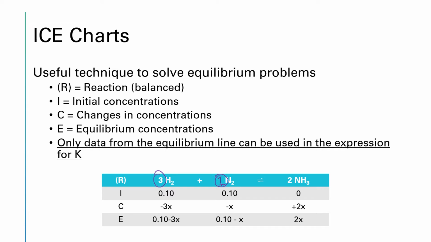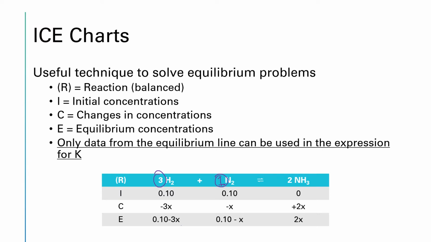So as we lose reactants, we need to keep that 3-to-1 ratio, minus 3x for hydrogen and minus x for nitrogen. We're using x because we don't really know yet how much stuff we're going to lose to reach equilibrium. And so then finally, to write up our equilibrium line, we're going to take our initial line, which for hydrogen is 0.1, and add to it our change line, which is a minus 3x. So at equilibrium for hydrogen, we have 0.1 minus 3x.